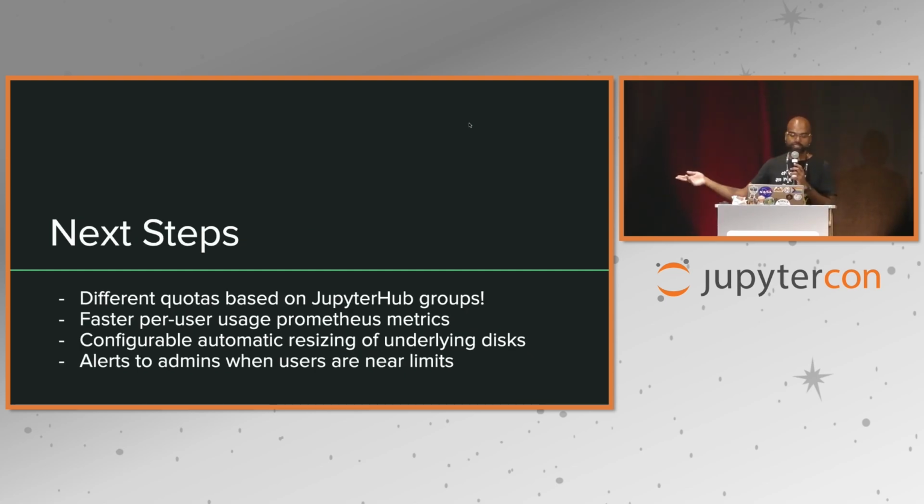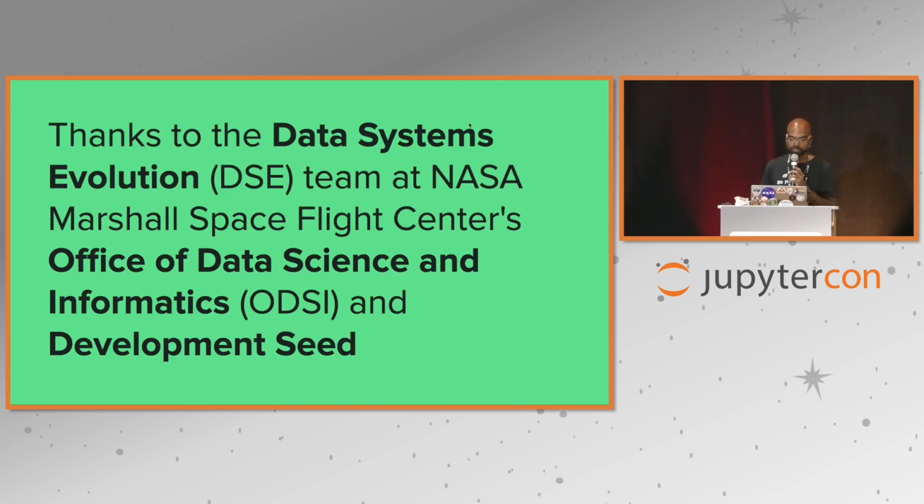So these are some of the next things we're working on, which is different quotas per group. So different groups can have different requirements, and the underlying disk could be automatically resized, so we can guarantee there'll be no outages, even if the disk is full, because the disk will never be full. And then we're also working on alerts for admins when users are getting closer to their limits, so that you can go talk to them and be like, hey, what are you doing? Instead of doing it after their stuff is broken.